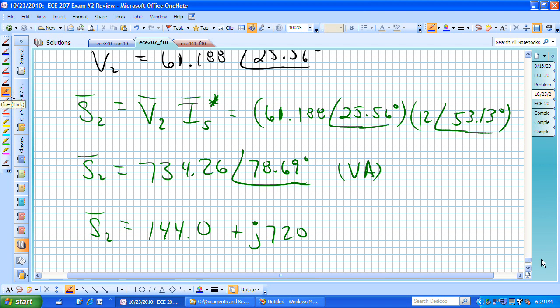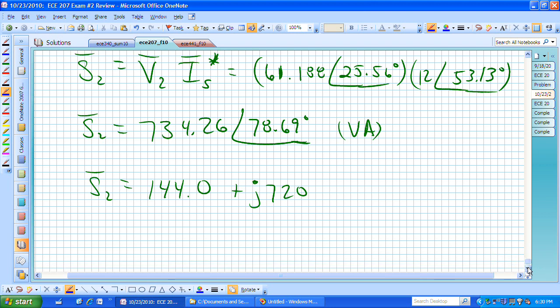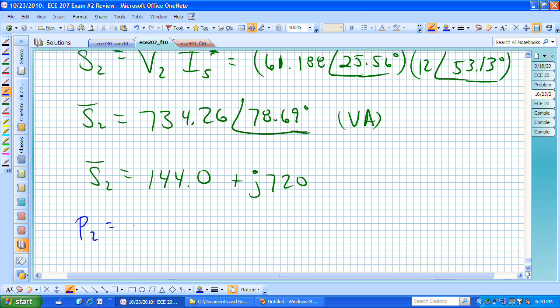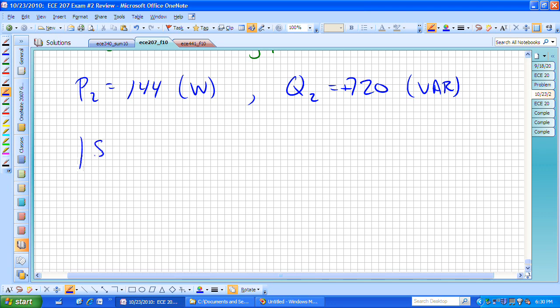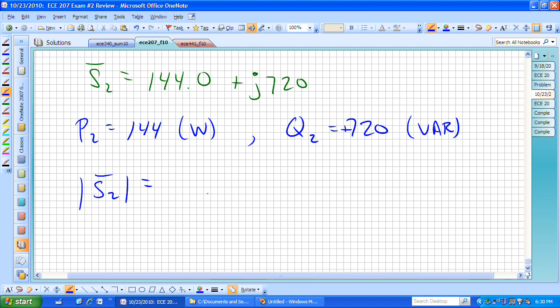That then gives rise to the following powers for load number 2. We have the real power, P2, is 144 watts. We have our reactive power, Q sub 2, which is 720 VARs, and that's a positive 720. We also have the apparent power, which is the magnitude of our complex power, and I believe that was 734 volt amperes.